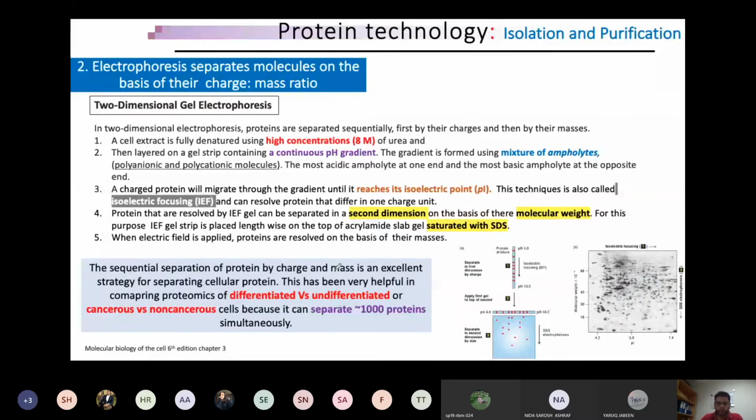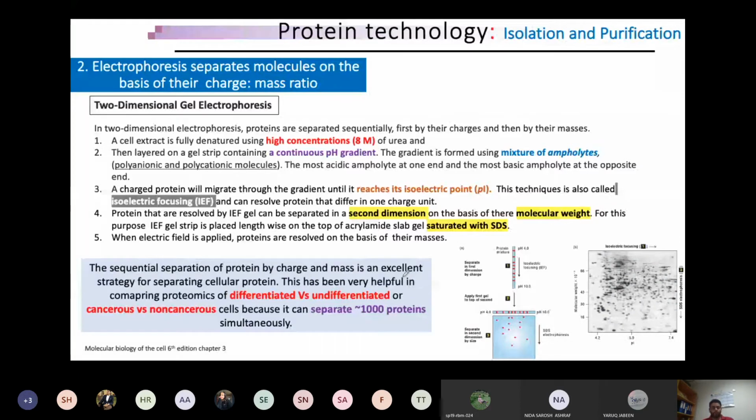On the other hand, once you have done the first gel, you can go for the second dimension, and this is on the basis of molecular weight. For that purpose, you put this strip into SDS, saturated with SDS. So now the protein is further denatured and all the secondary structures are gone, and now you could separate it on the basis of this.